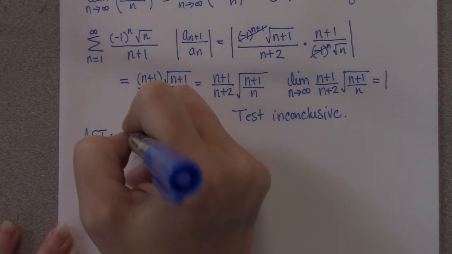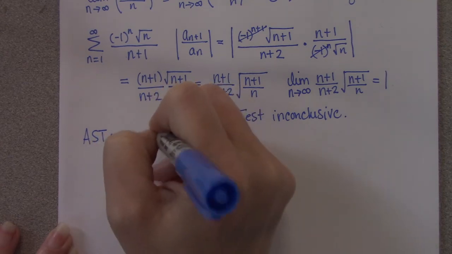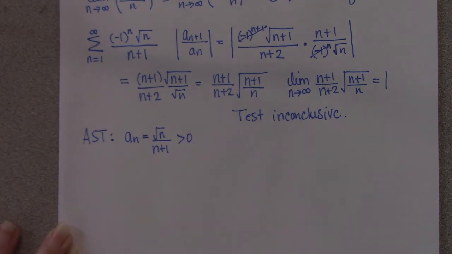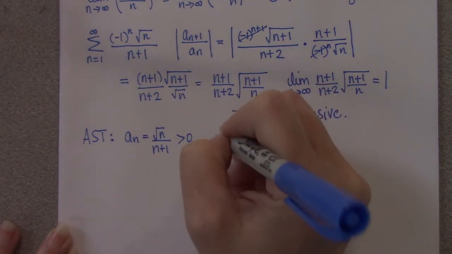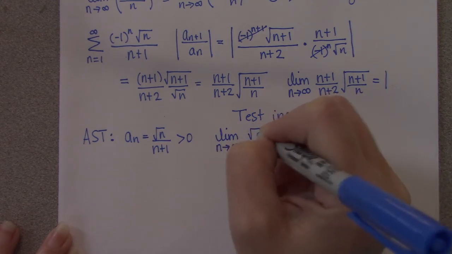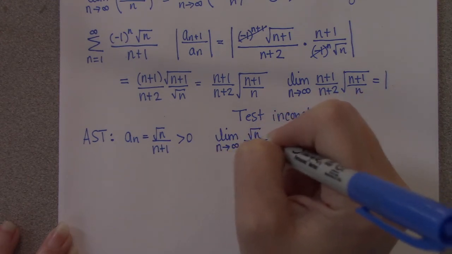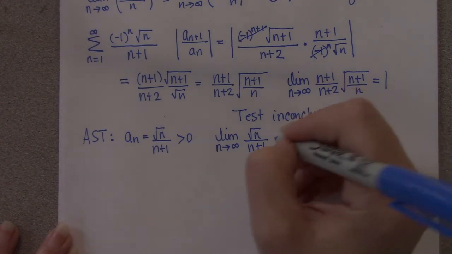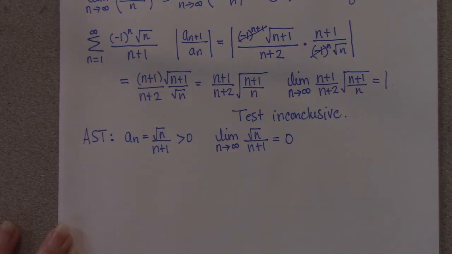So the a sub n term is just everything that's not the negative 1. So this stuff is positive, so it passes that. The limit, as n goes to infinity, of the square root of n over n plus 1 is going to be 0, because n to the 1 in the denominator is a higher power than n to the 1/2 in the numerator. So it will go to 0, but it will go to 0 very slowly, right? But it does get there.